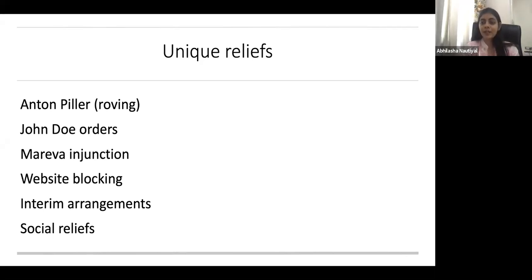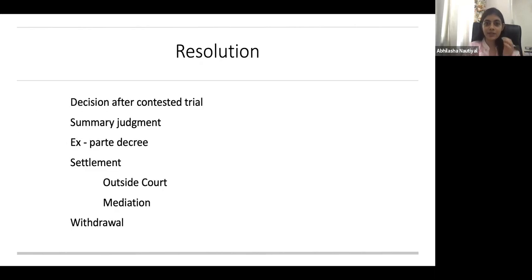There are also interim arrangements that courts look at by balancing all the considerations and the principles for passing interim orders in a suit. And then there are social reliefs that are granted sometimes. For example, the party that is burdened with some token damages is asked to do social welfare in return, for example, donations to charity, or sometimes even plaintiffs take it upon themselves. If they are getting damages, they pledge those damages towards some social cause. So there are a wide range of reliefs that have been tried and have worked in IP dispute resolution.